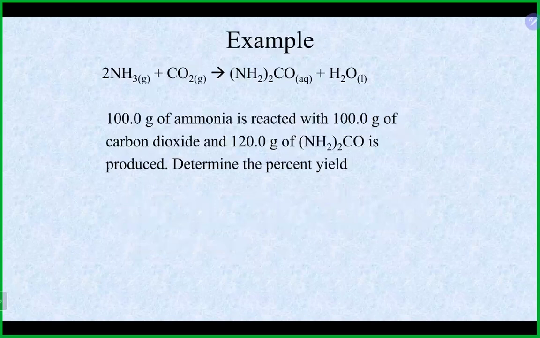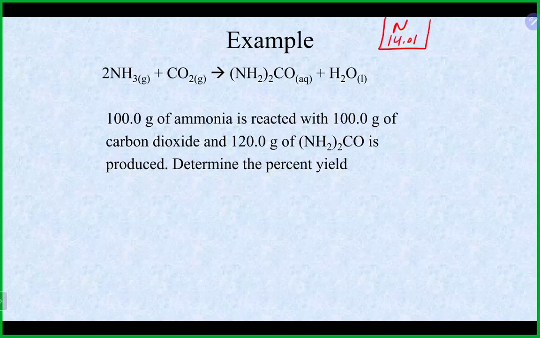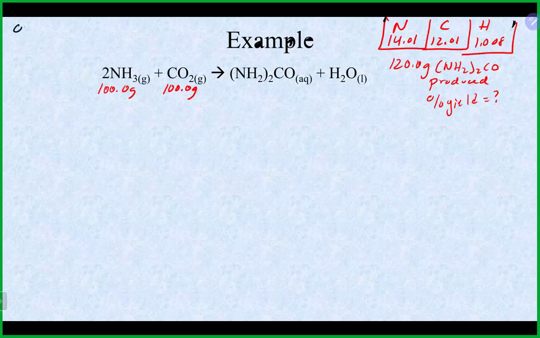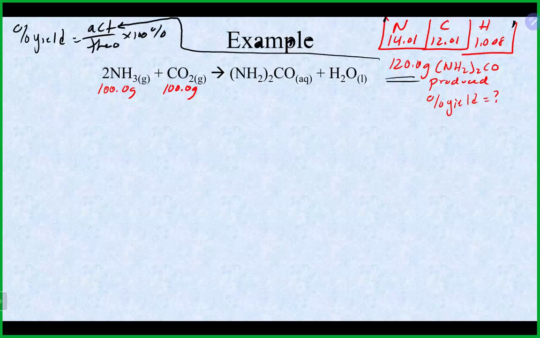All right, let's do 100 grams of ammonia is reacted with 100 grams of carbon dioxide, and 120 grams of this product is produced. What is the percent yield? So let's do this guy here. Nitrogen is 14.01. Carbon 12.01, and percent yield, which again is our actual divided by our theoretical times 100%. In this case, they told us that we produced 120 grams of our product. That would be the actual, so we have that obviously.